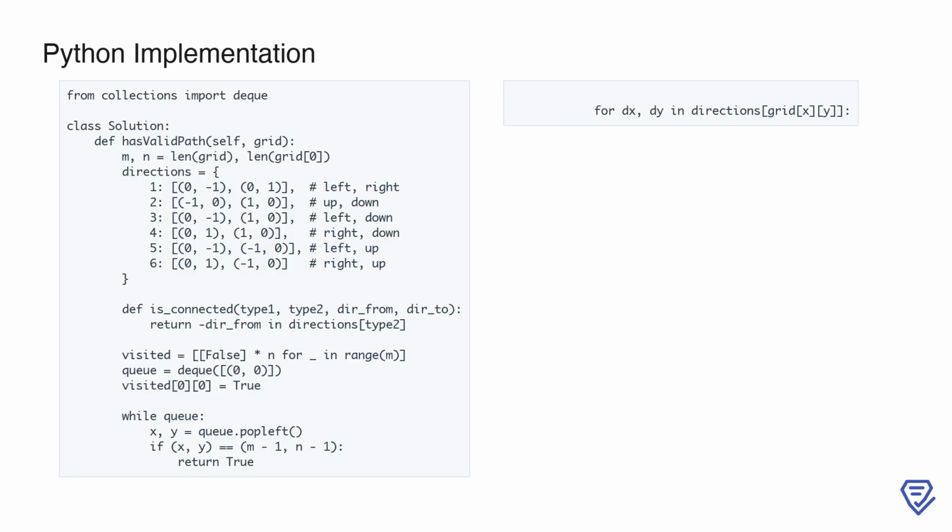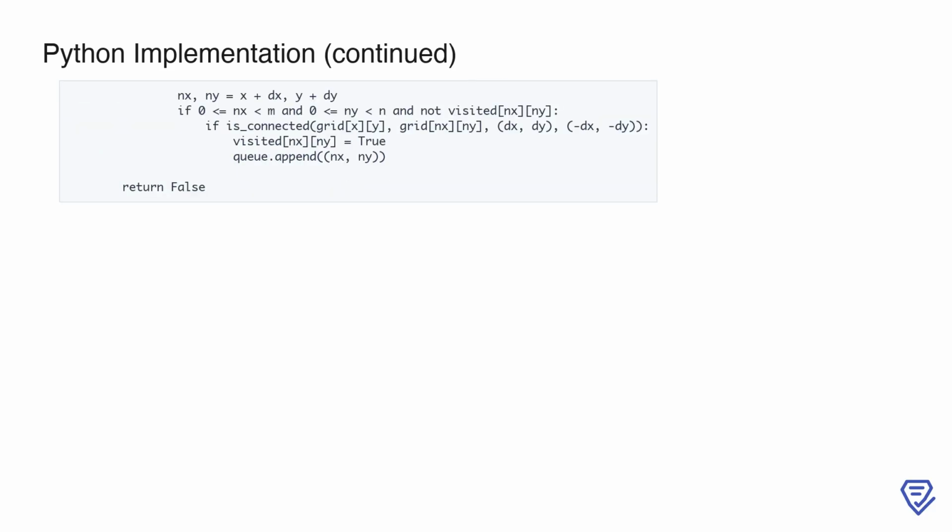Next, we iterate over all possible directions for the current cell's street type, as defined in the directions dictionary. For each possible direction, we calculate the new coordinates nx and ny by adding the direction offsets dx and dy to the current cell's position. We then check if the new position is within the grid bounds and if the cell at nx, ny has not been visited yet.